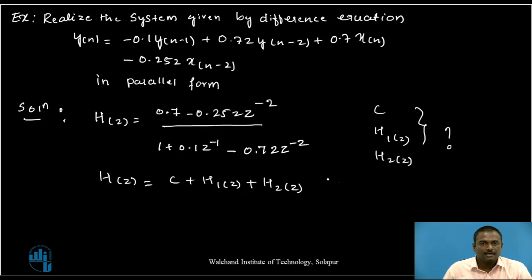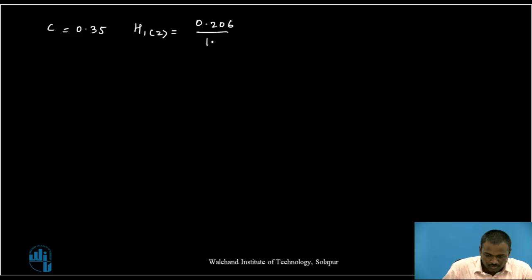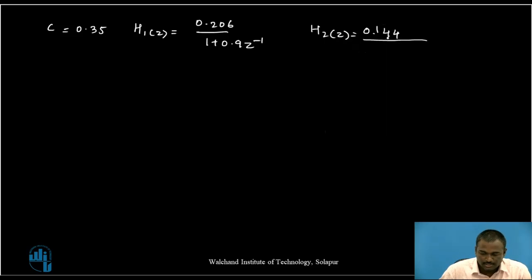Now pause the video for some time and find out the values for c, H1 of z and H2 of z. I hope you have found out the values for c, H1 of z and H2 of z. Now c is equal to 0.35 and H1 of z is equal to 0.206 divided by 1 plus 0.9 z to the power minus 1. H2 of z is equal to 0.144 divided by 1 minus 0.8 z to the power minus 1.